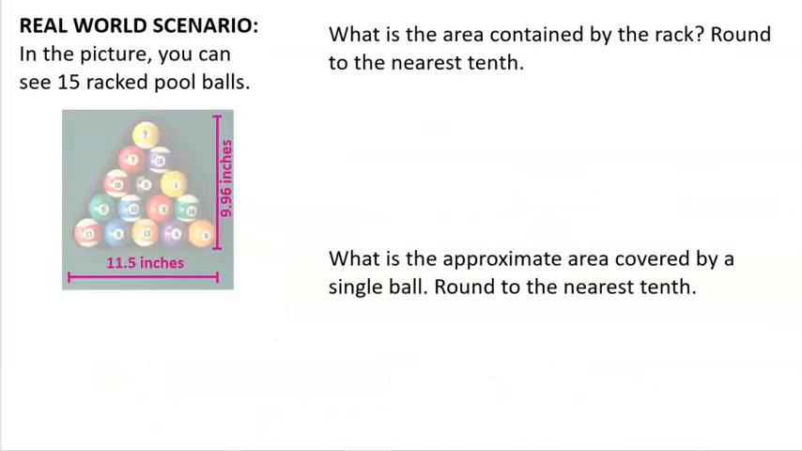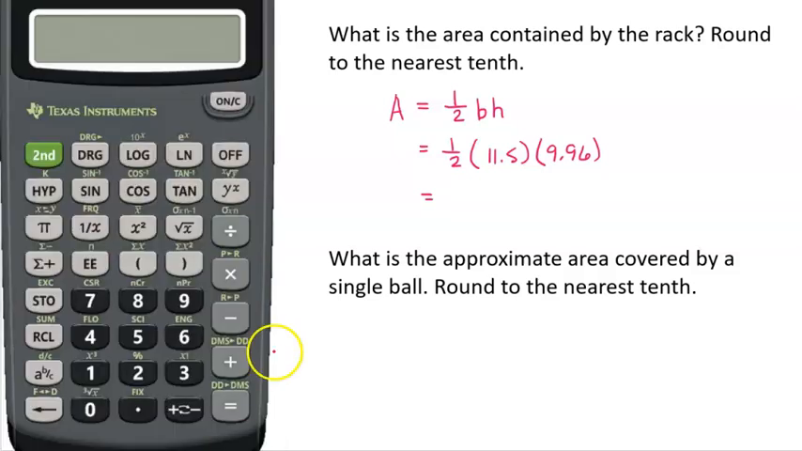Let's go ahead and jump into our last real world scenario for our video. And right here we have a rack of 15 pool balls, and it says what is the area contained by the rack, round to the nearest tenth. So area of a triangle is going to be 1/2 base times height. So that's going to be 1/2, and then the base is 11.5. And then our height is 9.96 inches. And so let's go ahead and get that into our calculator.